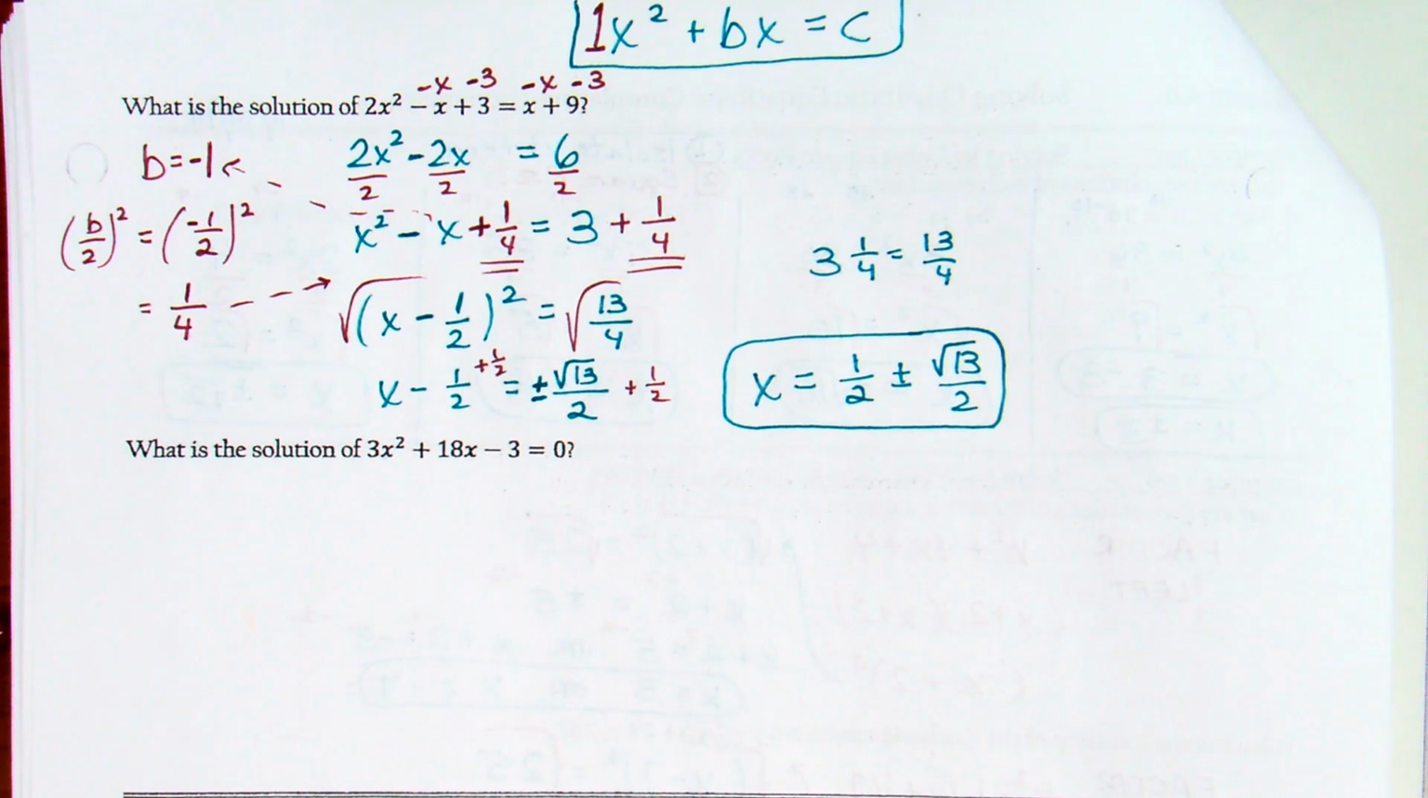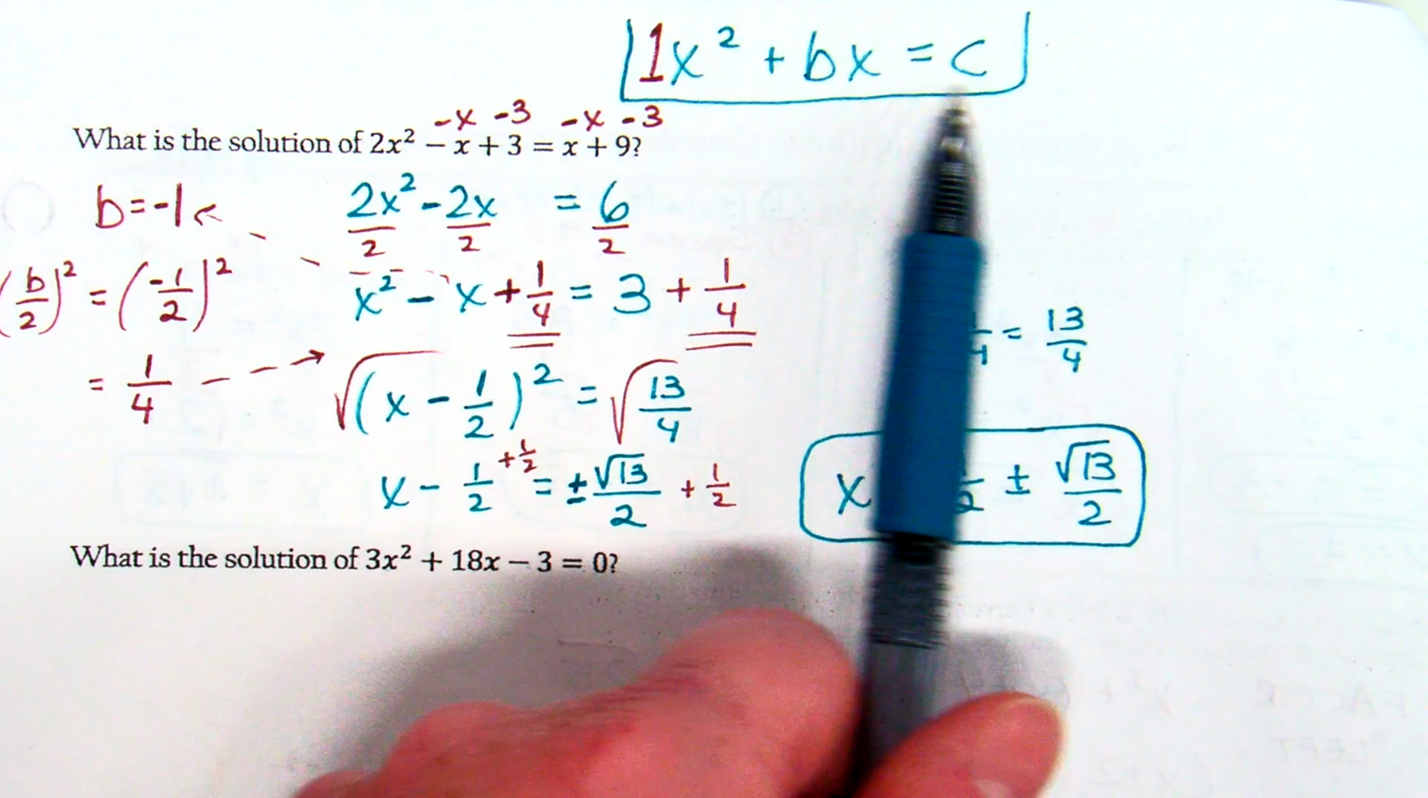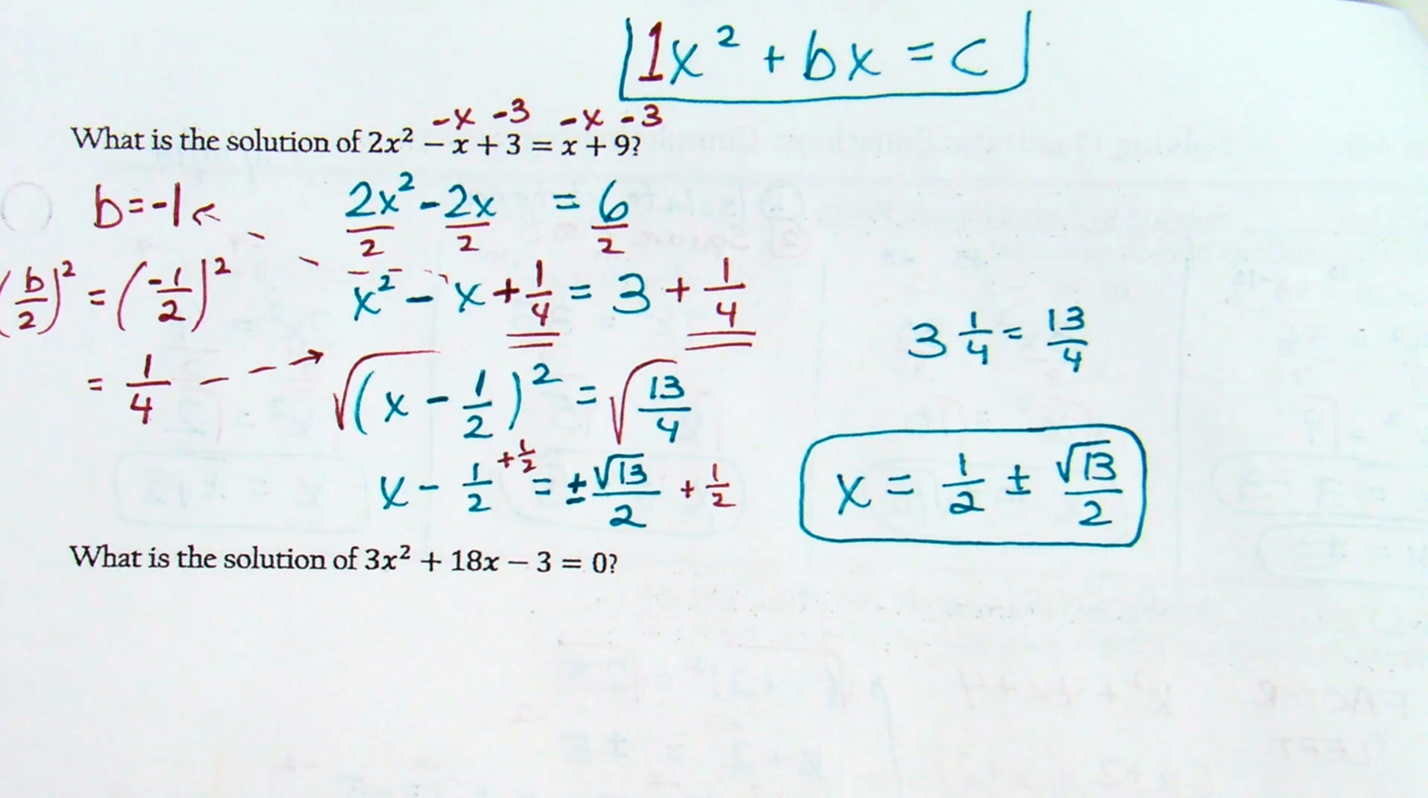Step one, and I don't know if you guys are flipping back and forth or whatever, but step one was rewrite the equation in x squared plus bx equals c. And I put the 1 on here just as a reminder. Like it has to be a 1. It can't be anything else. So as we look at our example here, 3x squared plus 18x minus 3 equals 0. What do I have to do to get it x squared plus bx equals c?